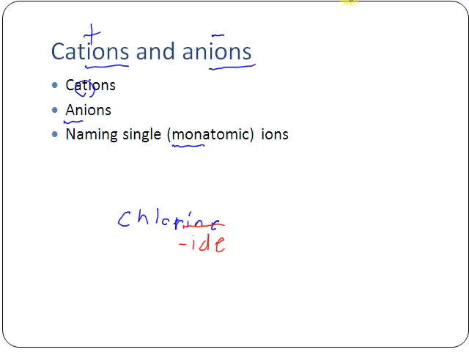That's what you do for anions. If we had oxygen, it has a charge of -2, which means it's an anion, so instead of oxygen, we drop the GEN and add IDE for oxide. The ion of oxygen would be oxide. That's how you go about naming cations and anions. Cations just take the name of the element. Anions drop the ending and add IDE.